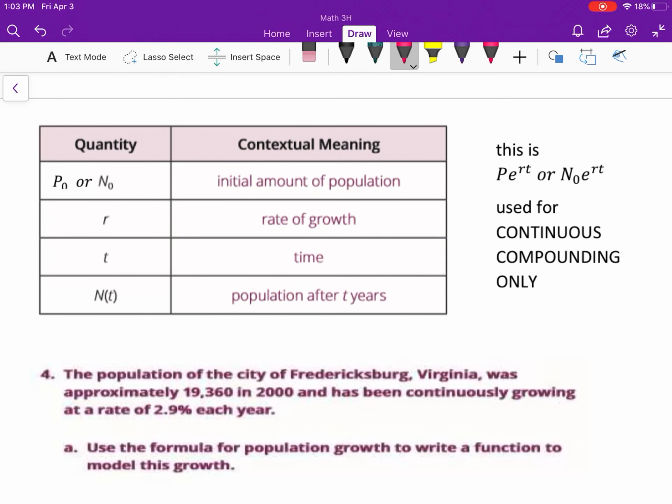Now, as I was saying, this is PERT or NERT. Continuous compounding, continuously. Okay, the initial, the rate, the time, and how many in terms of population. Say n of t, or it might even say for an account, my goodness, it might say p of t. Okay, so it just depends on what you're given.